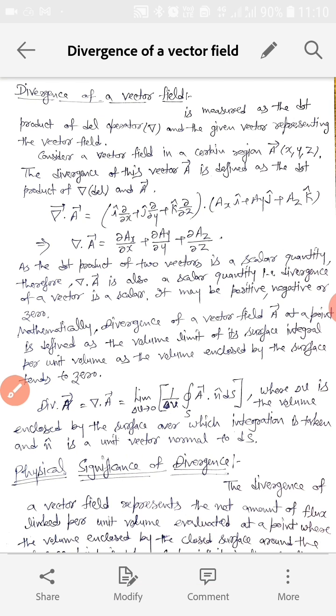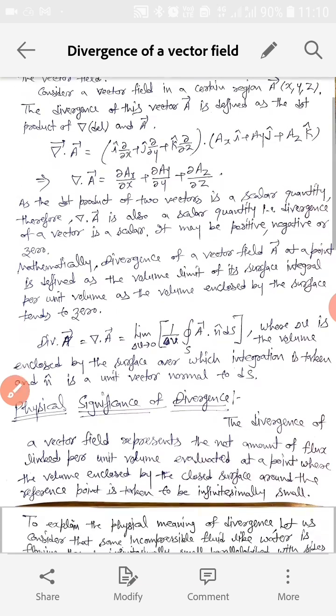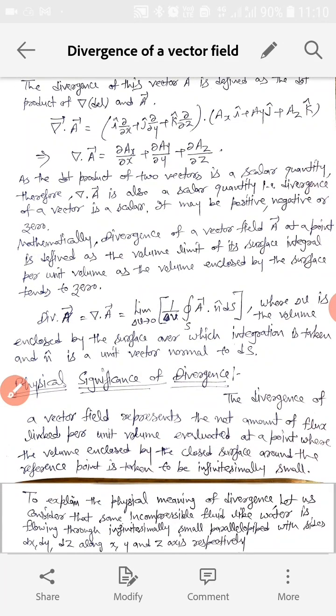Now we will discuss its physical significance. Physical significance of divergence means what? Physically, the divergence of a vector field represents the net amount of flux linked per unit volume evaluated at a point, where the volume enclosed by the closed surface around the reference point is taken to be infinitely small.